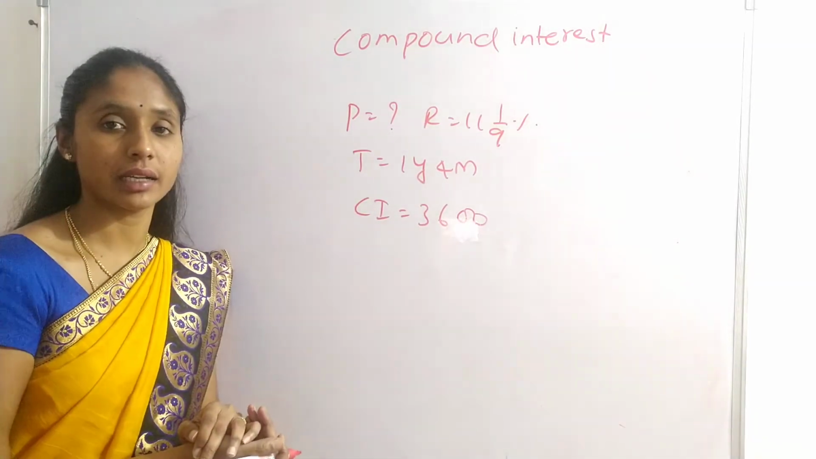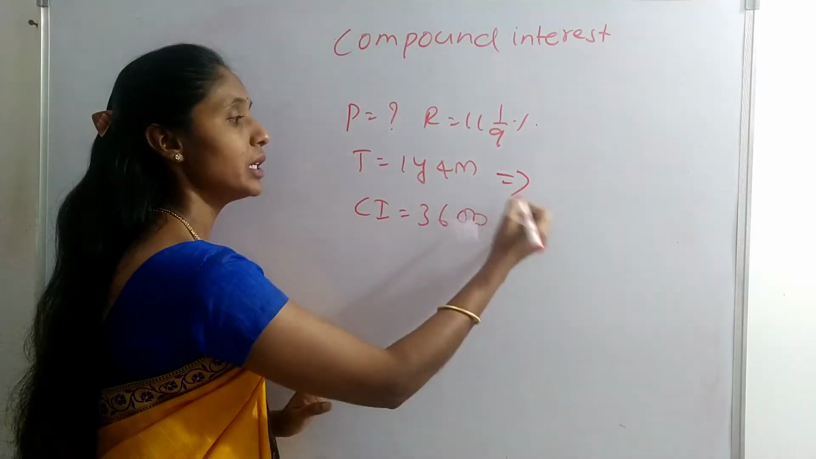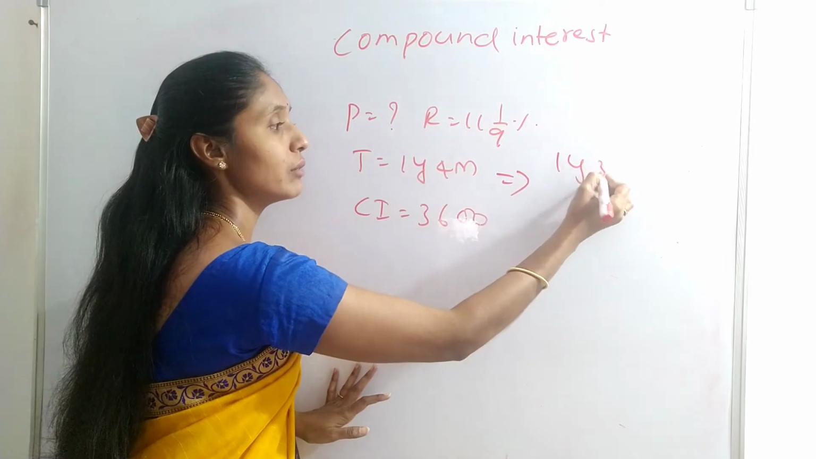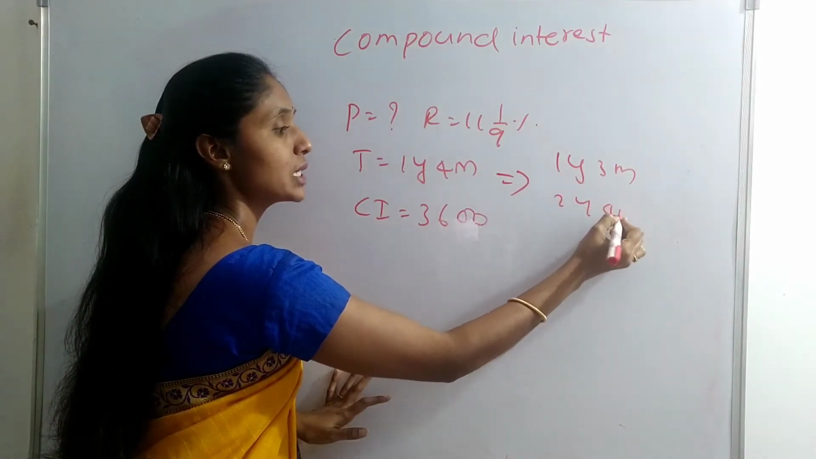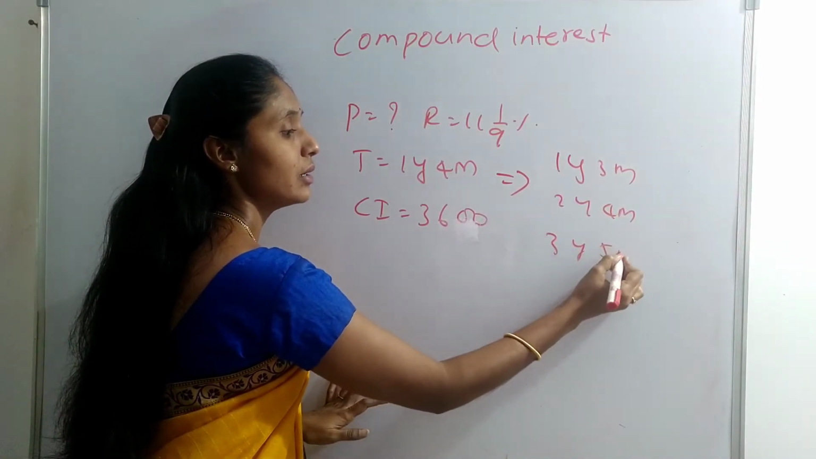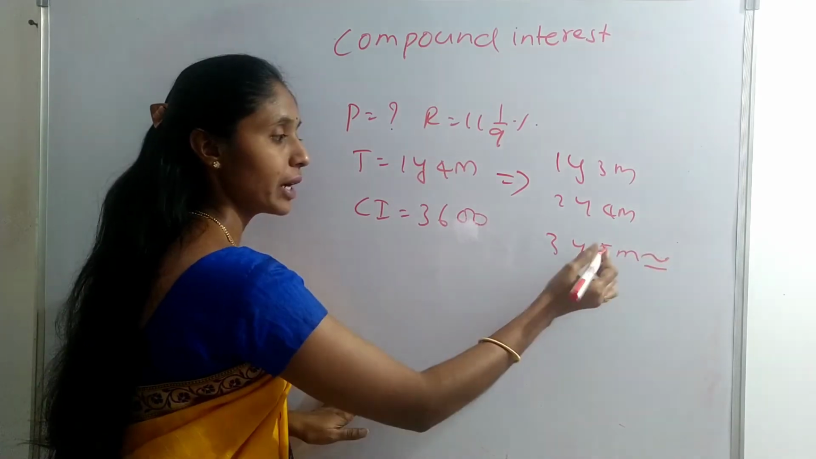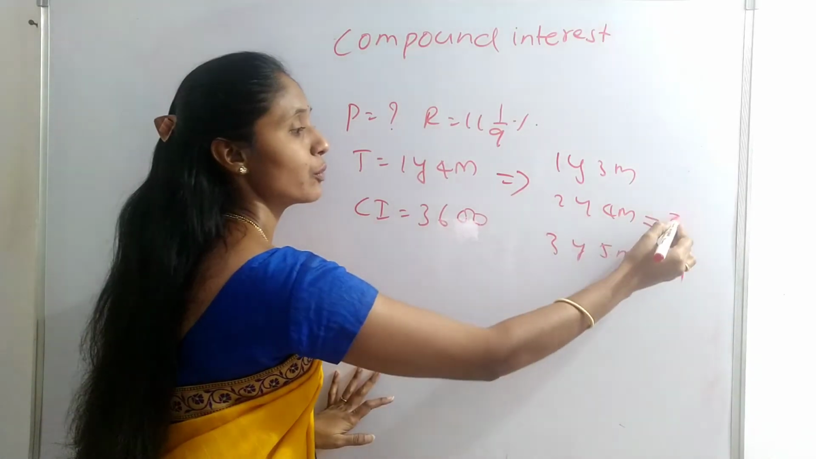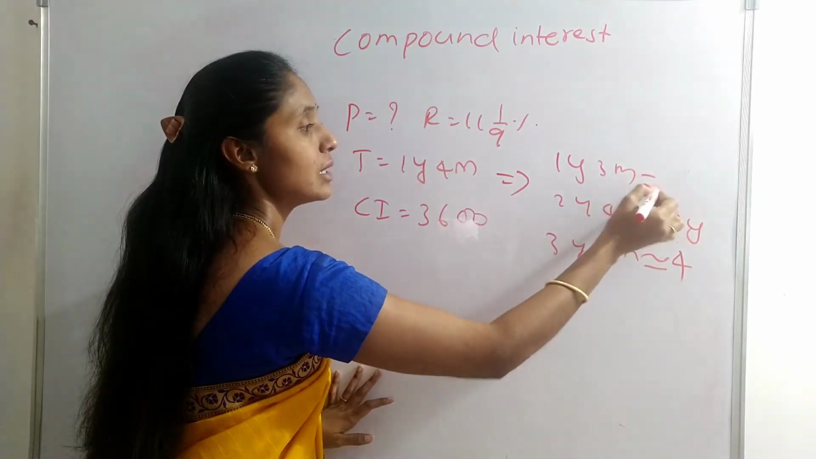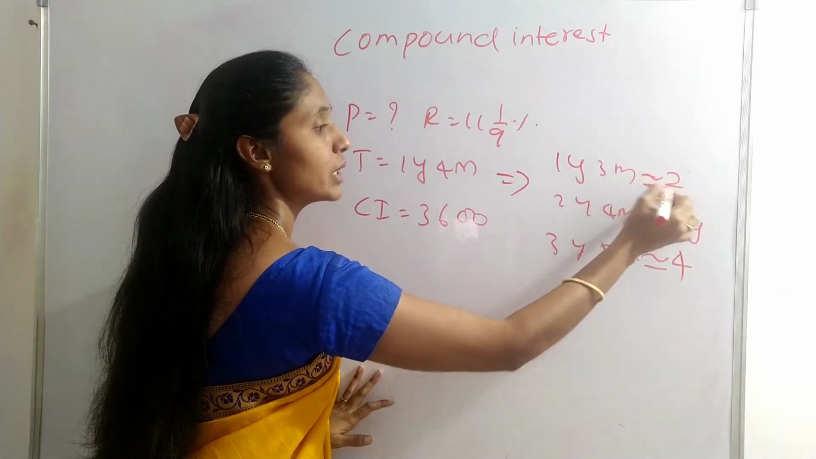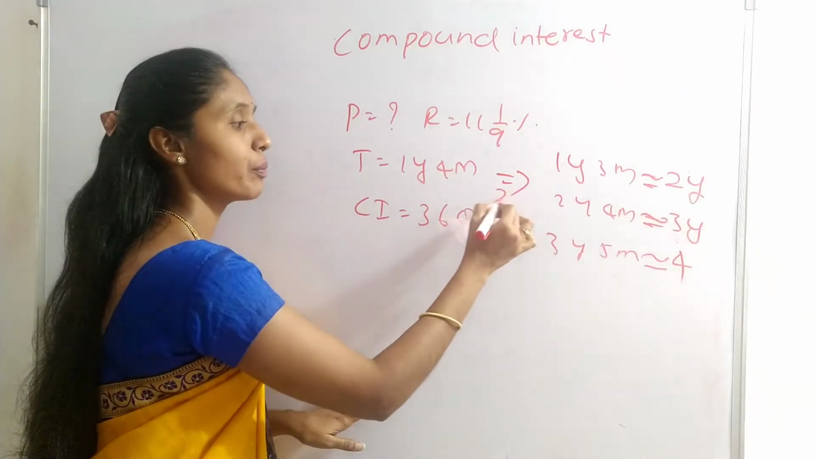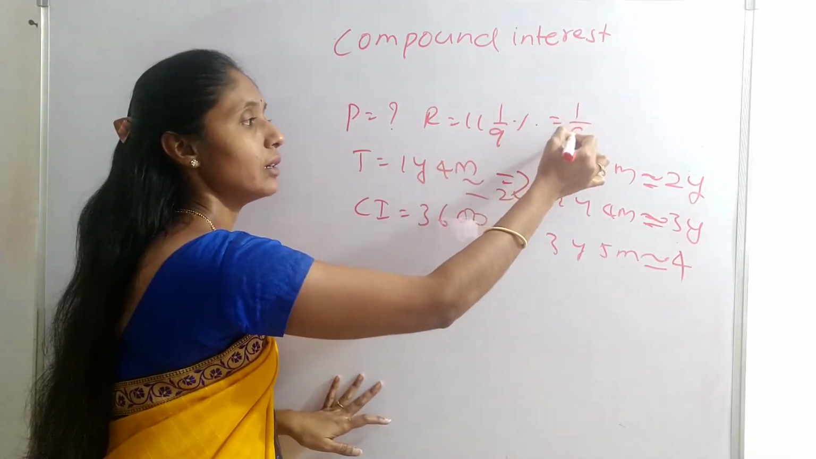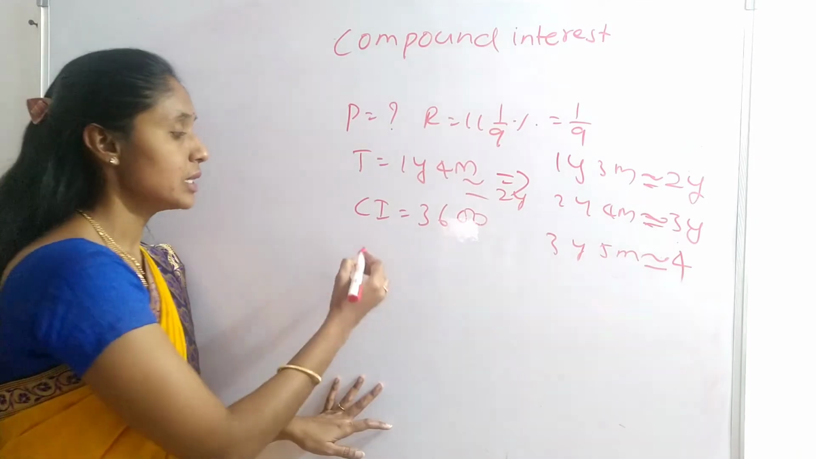Okay. Coming to time here, we need to note some points. If time is given as 1 year 3 months, 2 years 4 months, or 3 years 5 months, we can conclude as follows. 3 years 5 months is approximately 4 years. And 2 years 4 months is approximately 3 years. And 1 year 3 months means approximately 2 years. Here also approximately 2 years. And rate of percent is 1 by 9.